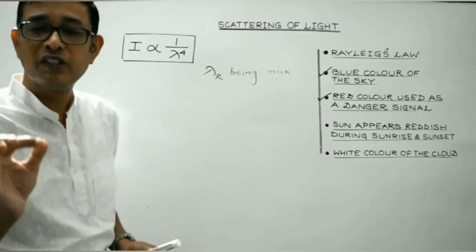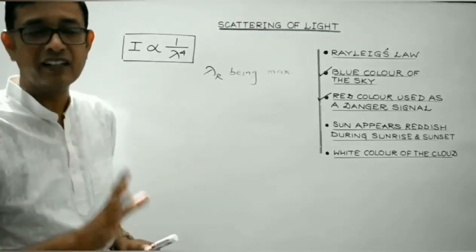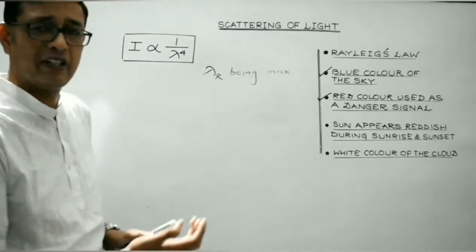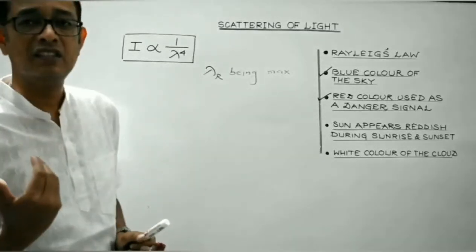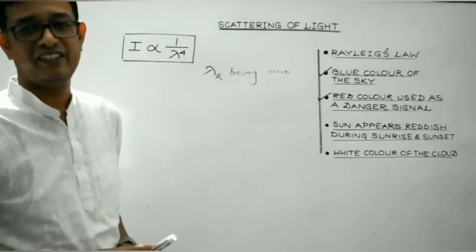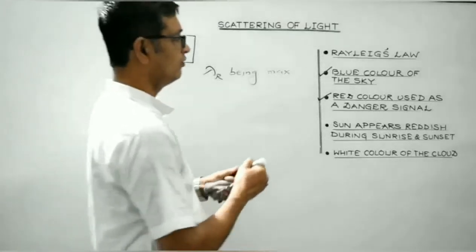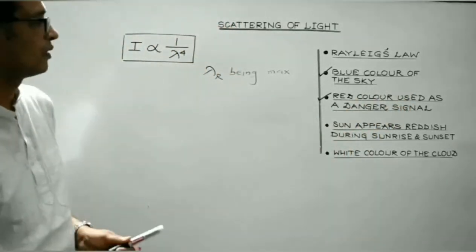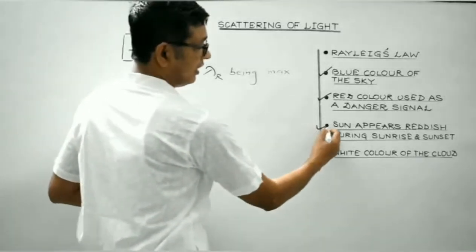Because of the long wavelength of the red color, it gets least scattered. Therefore red color, even when observed from a distance, can be seen distinctly and clearly. So that is the reason why we make use of red color as a danger signal. Right? Okay, next application.